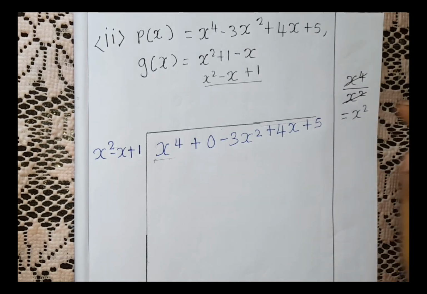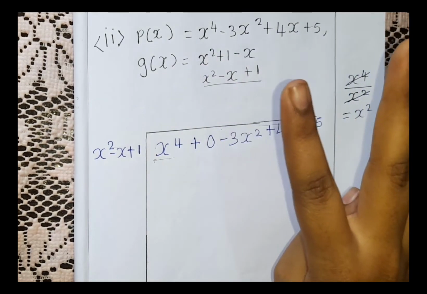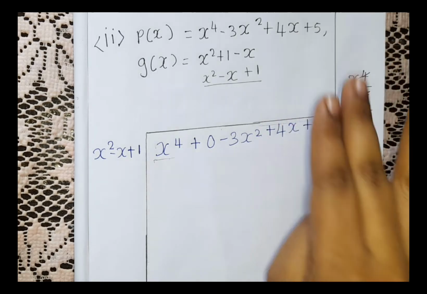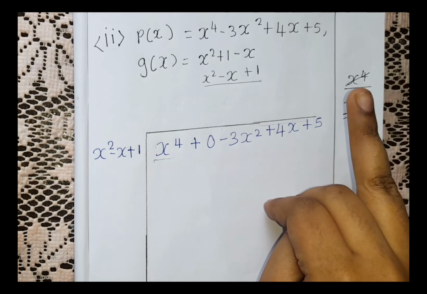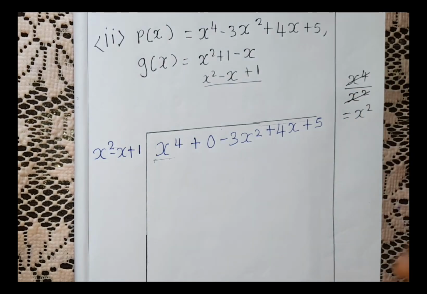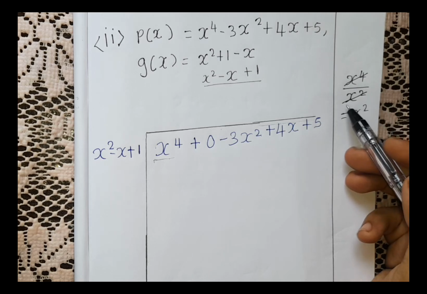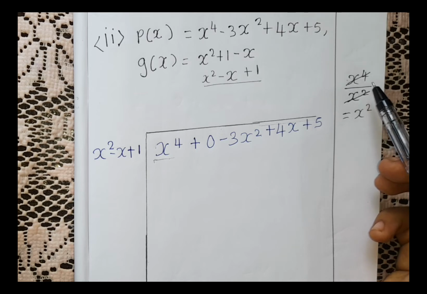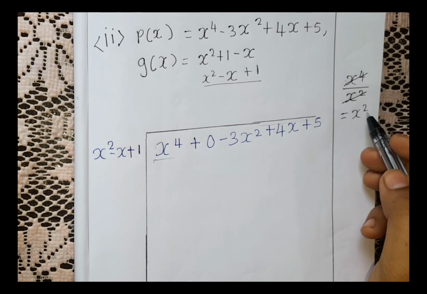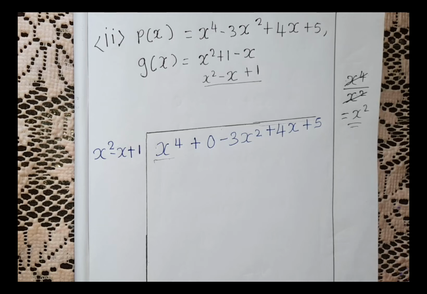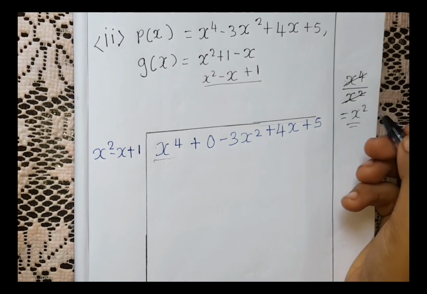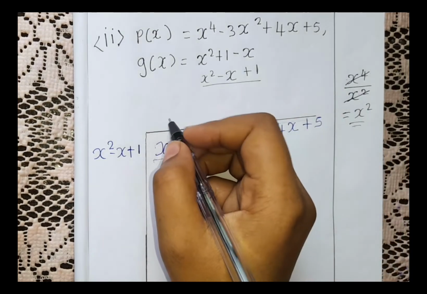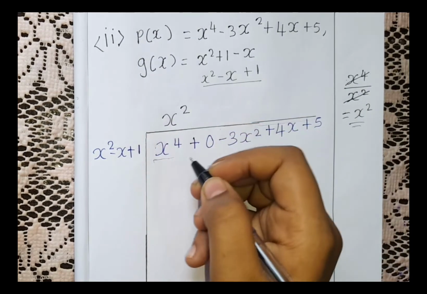How? Here we have power 4. I cancel the square, so in the 4 I cancel 2 and 2 is balance. So I wrote x square. I hope you understood this, because this is a common thing. So I wrote x square over here as the first term of the quotient.